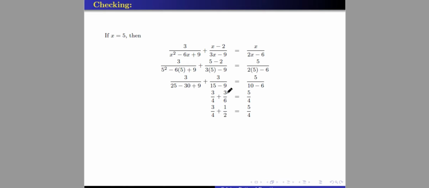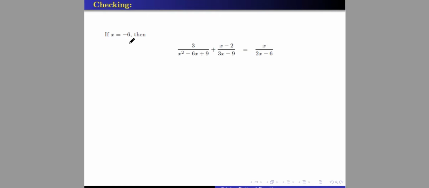Okay, so take note that 3 over 6 is 1/2. And with regards to 4, what is 1/2 of 4? 2. So 1/2 is equivalent to 2 over 4. So these are similar. So we have 3 plus 2 is 5. So 5 over 4 equals 5 over 4.